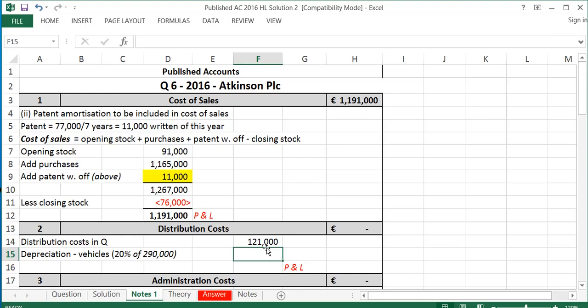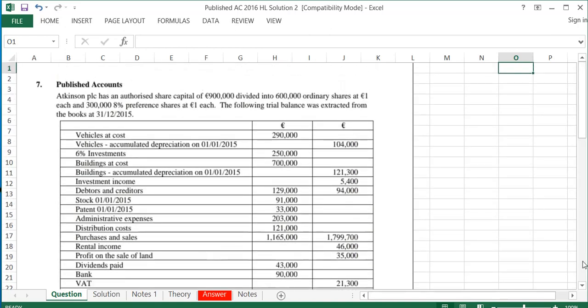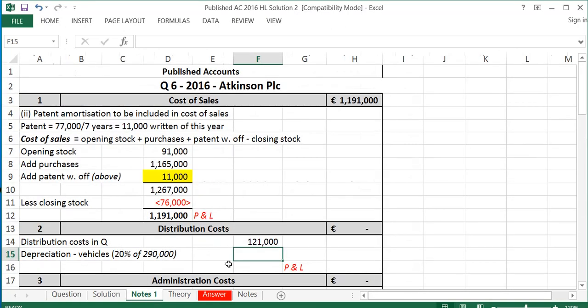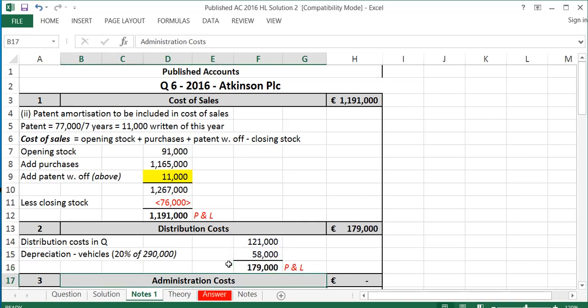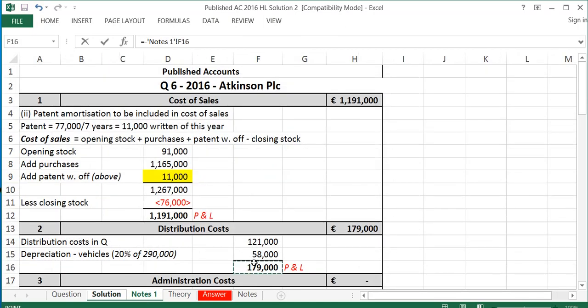So I can see from the question, if I look at the question, I'll find out about my depreciation of vehicles. So in note 6 to the accounts, it says depreciation of vehicles is 20% of cost. So I can see up here at the top of the question, the cost of vehicles are 290,000. So it's just going to be 20% of 290,000, which is 58,000. So my total distribution costs will come to 179,000. So my distribution costs are going to be 179,000.